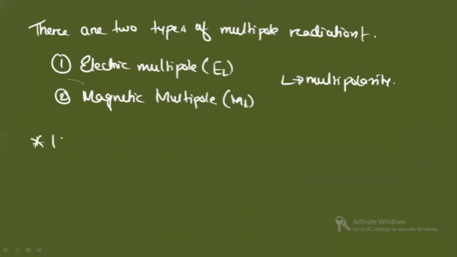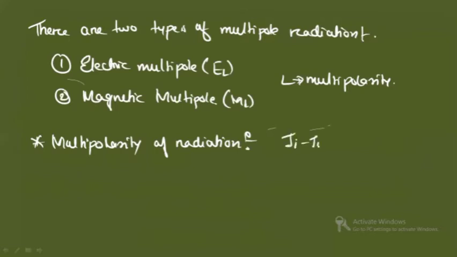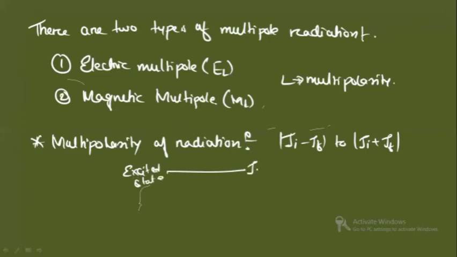Now we will see the multipolarity of radiation. How do we write the multipolarity of radiation? Multipolarity of radiation is given by how? It is denoted as |Ji − Jf| ≤ L ≤ Ji + Jf. All right, this is the orbital angular momentum which we have done already. Okay, so here if you see, this is the initial state. This is the excited state. So in gamma decay, the excited state is the initial state. So this is Ji, and the ground state is the final state, right? This is the ground state. So this will be Jf.